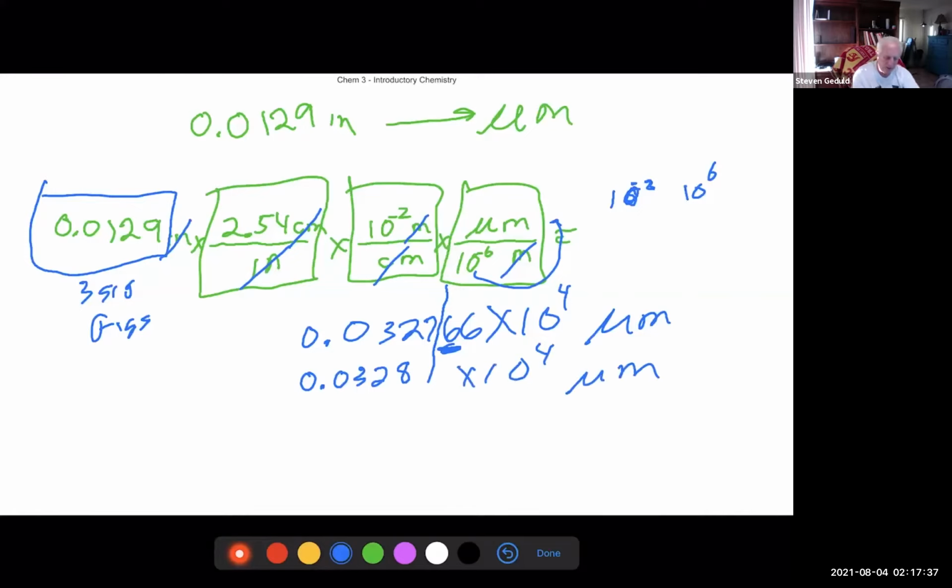Okay, now let's put it in scientific notation. Scientific notation, we're going to move that decimal to make our number between 1 and 10. So it's going to be 3.28. And we made this number bigger by 2. 0.0328 is a lot smaller than 3.28. So we made that number bigger. So we have to make our exponent smaller by the same amount. We moved it 2 digits and made the number bigger. So we have to make this number smaller by 2. So 10 to the 4th, 10 to the minus 2 becomes 10 to the 2 microns.